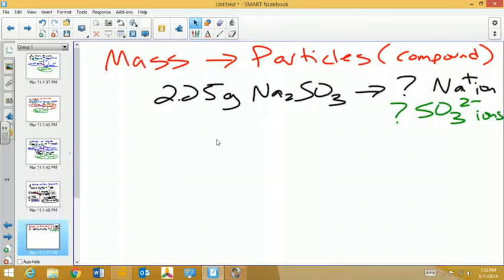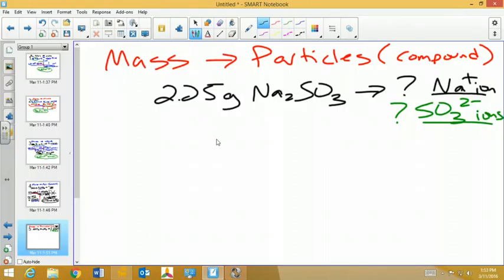Okay, in this problem we are going from mass of a compound to the number of particles in that compound. We did this before with just simple elements, but now we're using compounds. I've got two different problems we're going to do here. I've got 2.25 grams of sodium sulfite, not sulfate, and we want to know how many sodium ions are present, as well as how many sulfite ions are present.